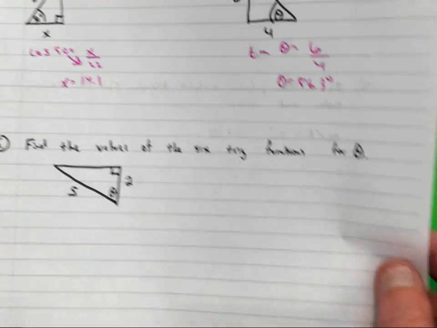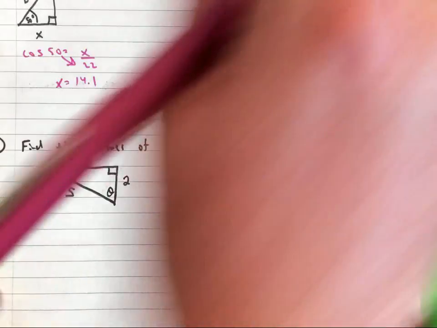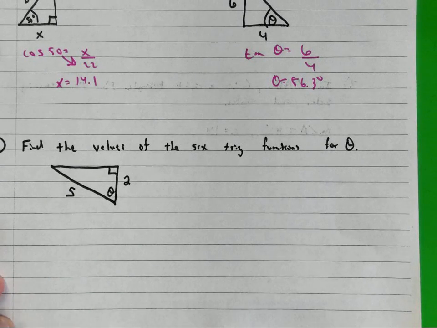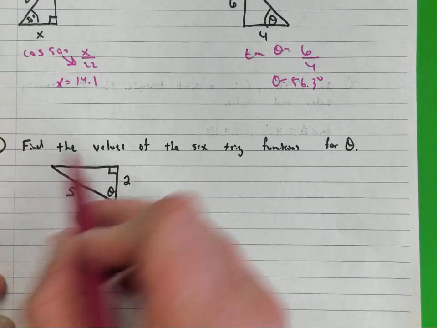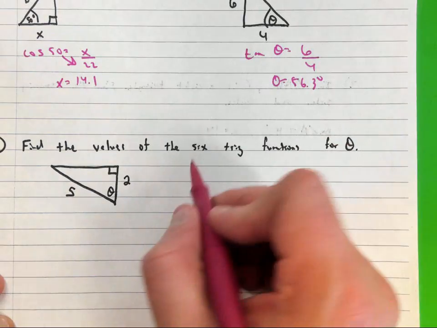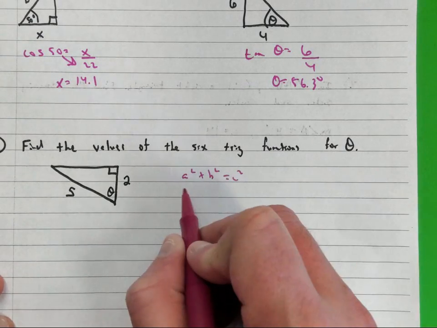Alright, number 5. You got one like this on your test Tuesday. It says find the values of the 6 trig functions for theta. Now, do we need to find that side right there? Yes. How would I find that? Pythagorean theorem. A squared plus B squared equals C squared.